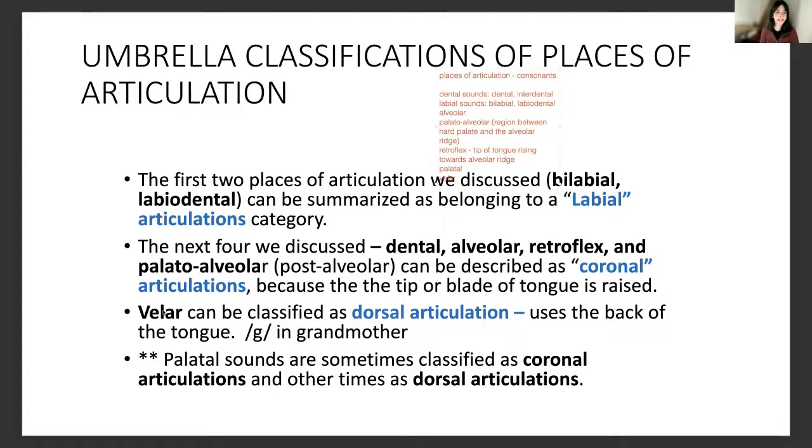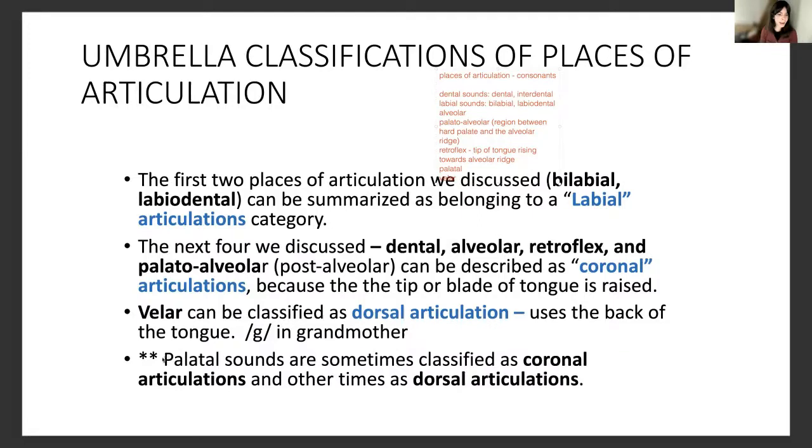Meanwhile, velar articulations or velar consonants are called dorsal. So piensa de la espina dorsal or whatever. So dorsal sounds use the back of the tongue. The back of the tongue is raised towards the velum, right? It would be a little bit hard to have the tip or the blade go up to the velum. Maybe you can do it, but maybe you can choke. It could be quite difficult.